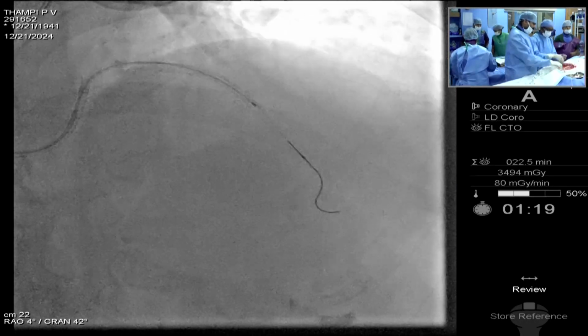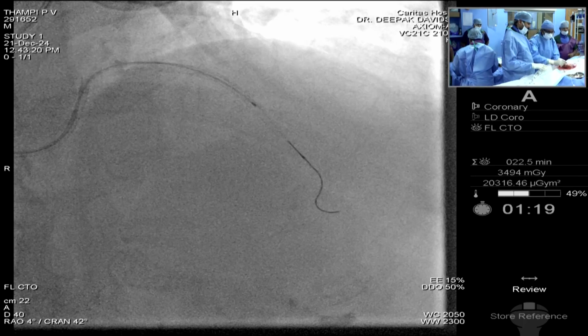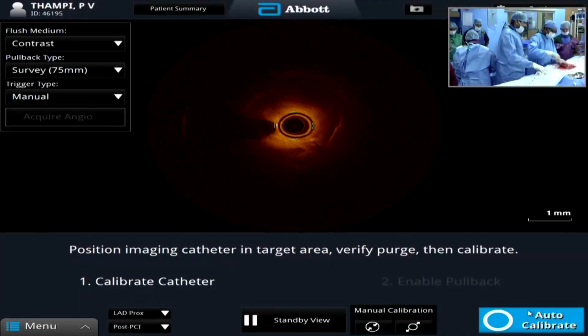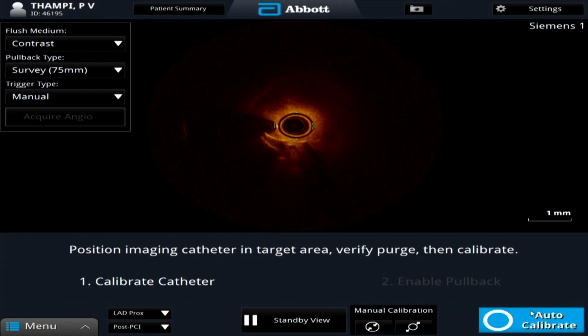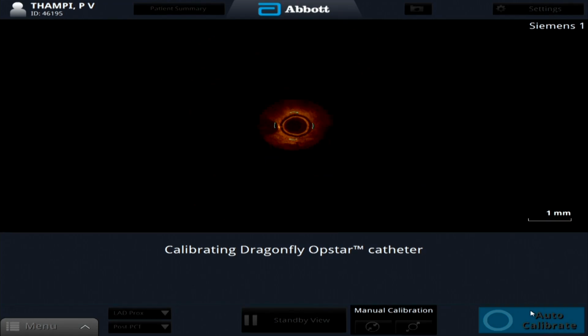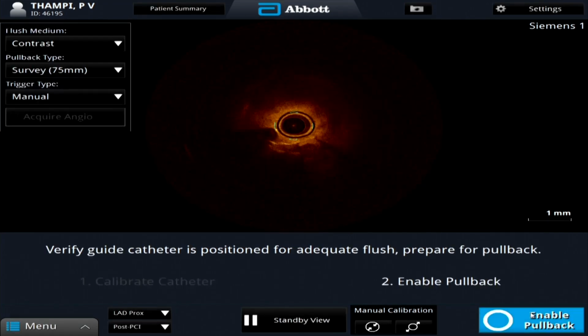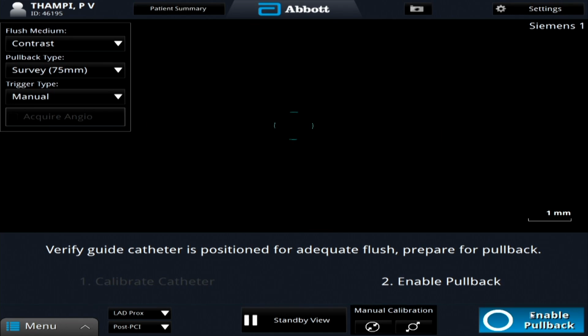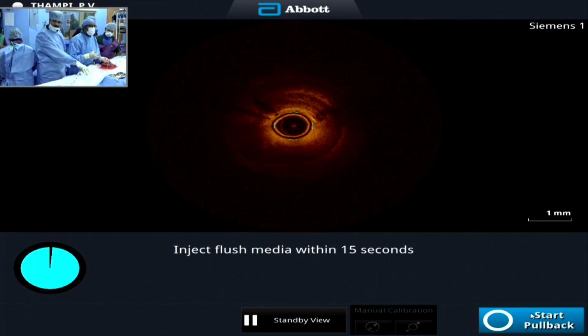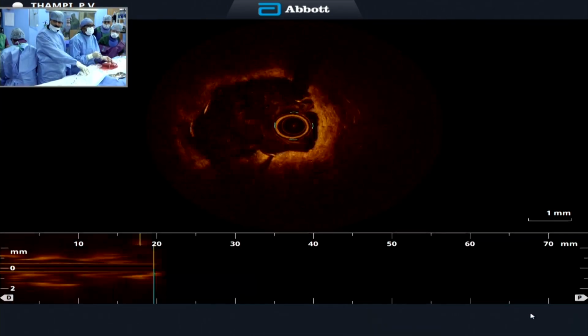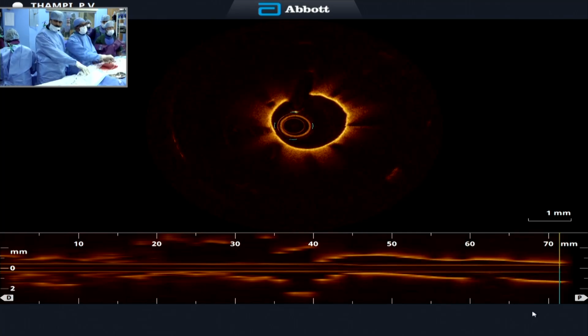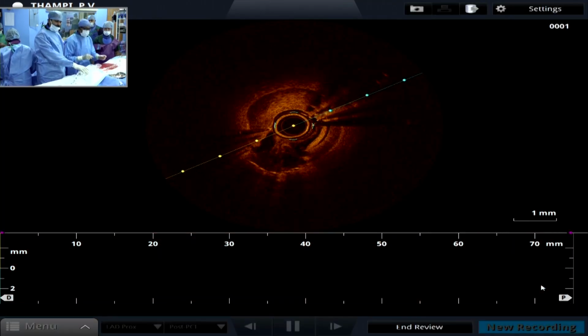Okay, we'll do the imaging now. You're ready with the OCT? Live view. Auto calibrate. Okay. Now ready? Enable pullback. Okay. Activate. Okay. We'll give some nitro.